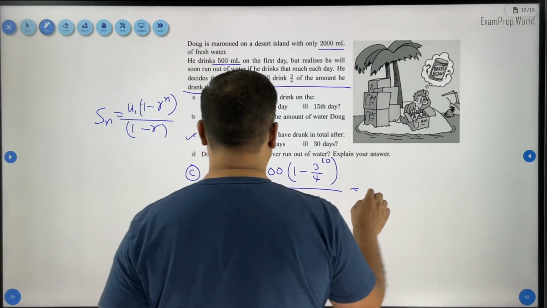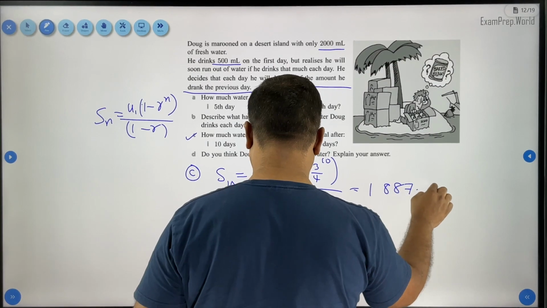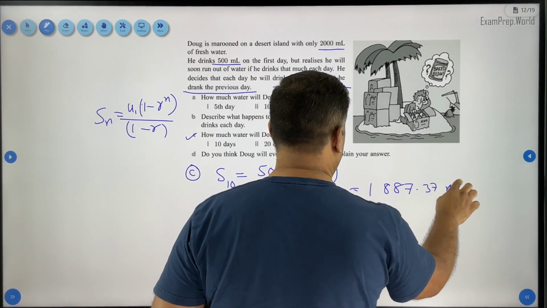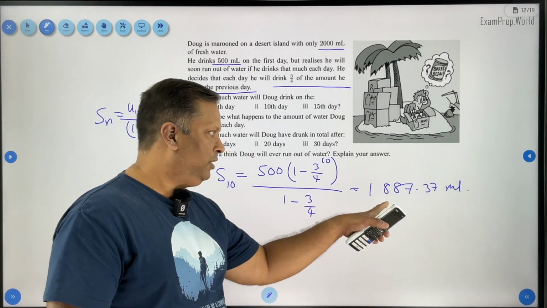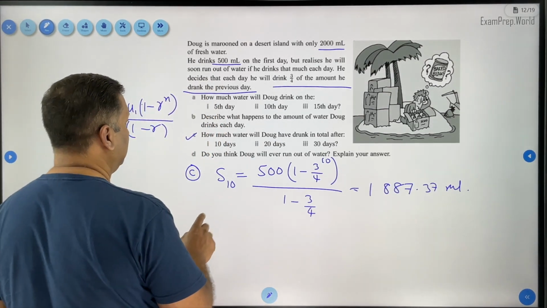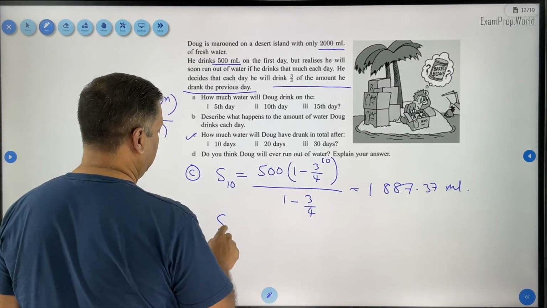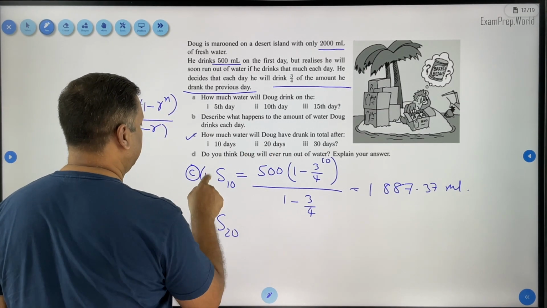He would have drunk 1887.37 ml. He is almost finishing it. See, he had only 2 liters. He has already finished so much in 10 days. Okay. D. 20 days. S20. This is C part 1.